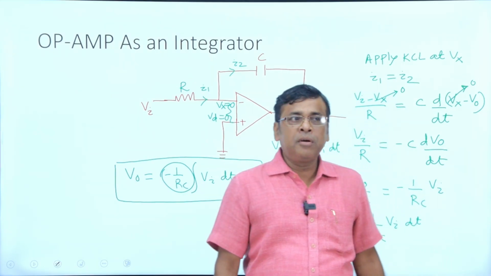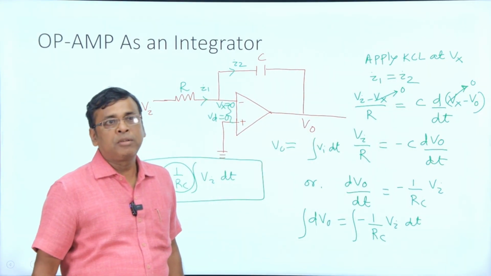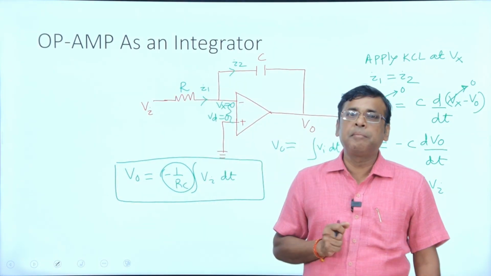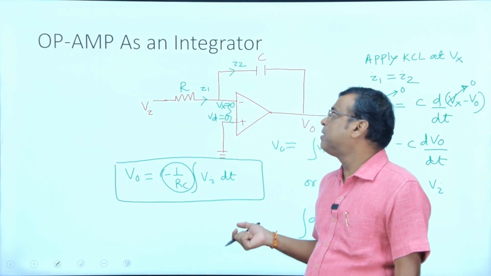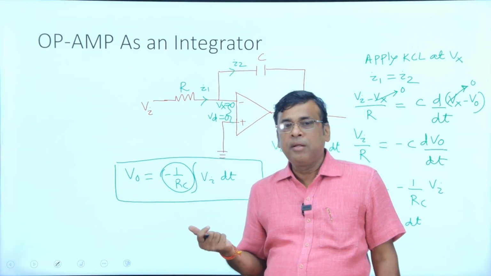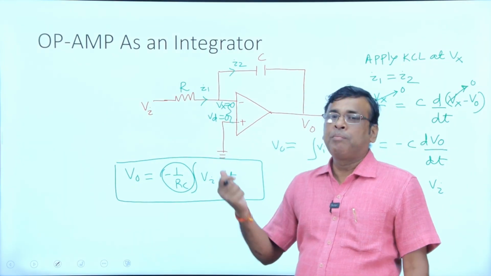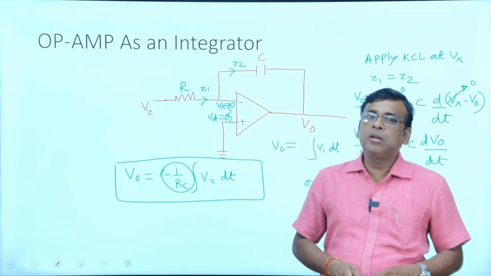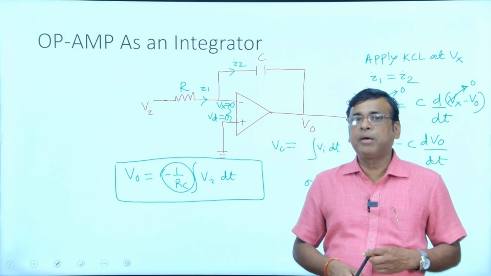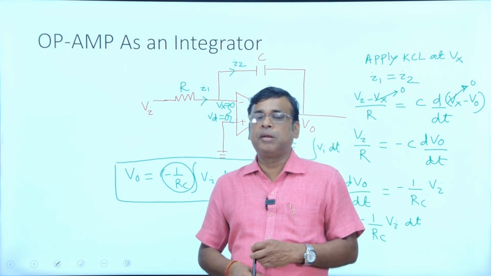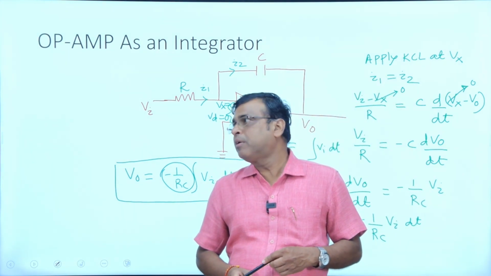Whatever we have covered in the operational amplifier chapters: the basic properties of the op-amp, then the op-amp as an inverter, summer, differential amplifier, differentiator, and integrator. In the coming video we will discuss the applications of the operational amplifier, the application of the differential amplifier, that is the instrumentation amplifier. So in the coming class we will cover that. Thank you.